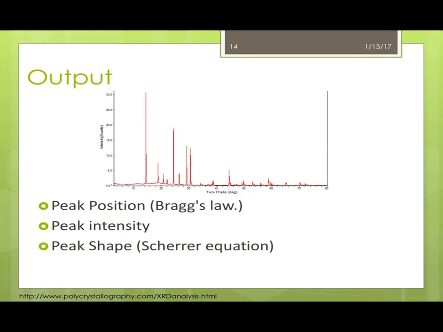This relates the peak width and the crystallite size. Here at CMSC, we use a program called JADE that analyzes the XRD peaks and profiles using these characteristics. It's an extremely powerful program, and I suggest you learn more about using it.